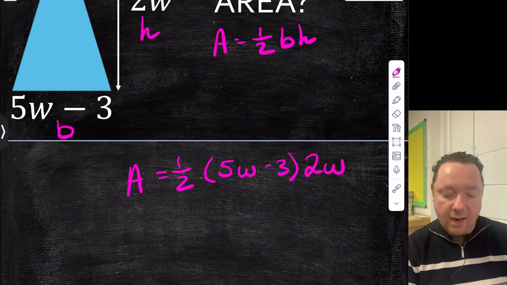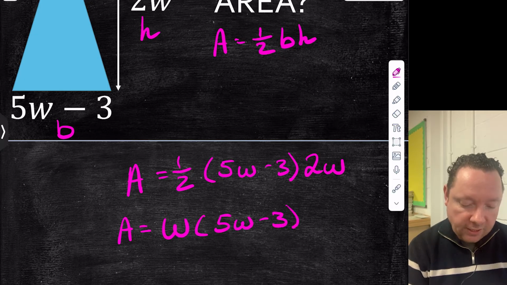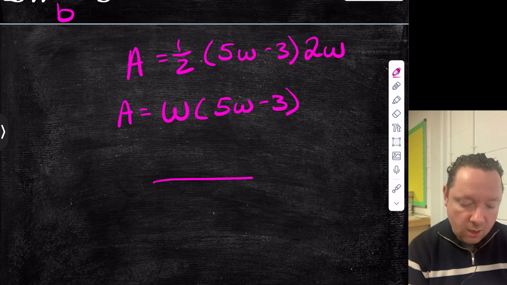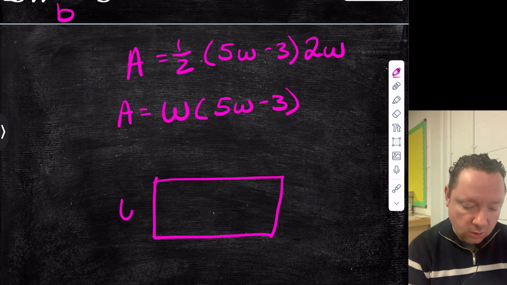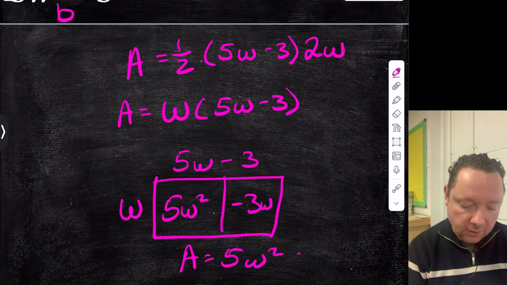So working out a half times 2 first. A half times 2 is 1, so that gives you w bracket 5w minus 3. And then you can expand and simplify as normal by drawing your box. W, 5w minus 3, 5w squared minus 3w. So we get area is 5w squared minus 3w. And we'll be done there.